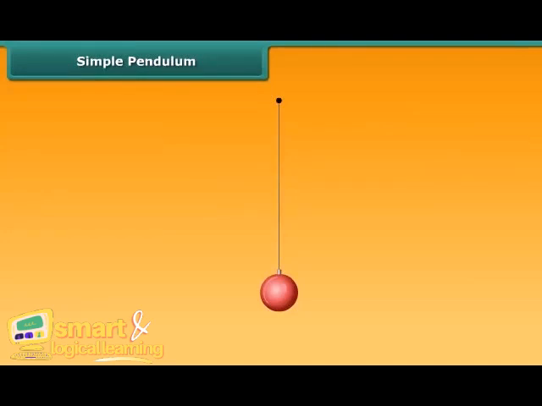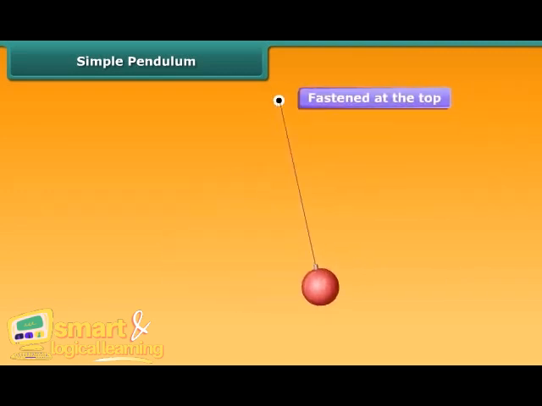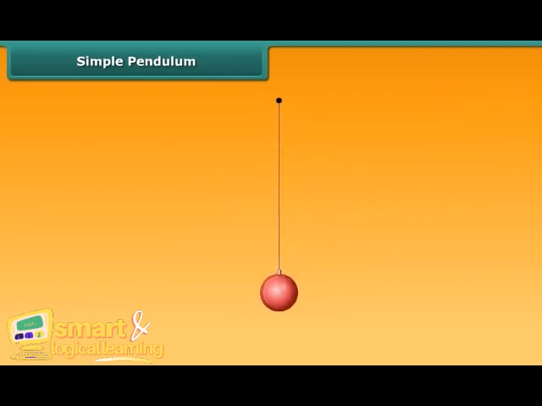A simple pendulum consists of a small metallic ball suspended by a thread. The metallic ball is called the bob of the pendulum. The thread by which a bob is suspended is loose at the lower end and is fastened at the top to a stand. When the pendulum is not moving, it is said to be at rest. This position of rest is also known as the mean position or the equilibrium position of the pendulum.